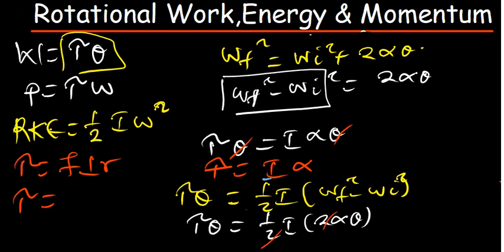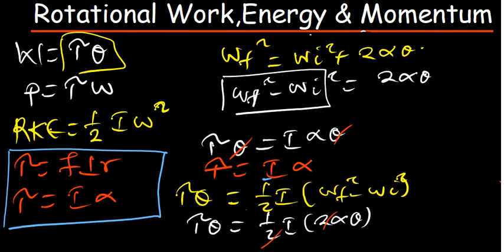So we need to be familiar with these two formulas. They are very, very important. These are the two formulas for torque. Torque is given by force times perpendicular distance. I can also find torque using inertia times the angular acceleration. That is also important. Okay. So this is it for the introduction of rotational work, energy, and momentum.